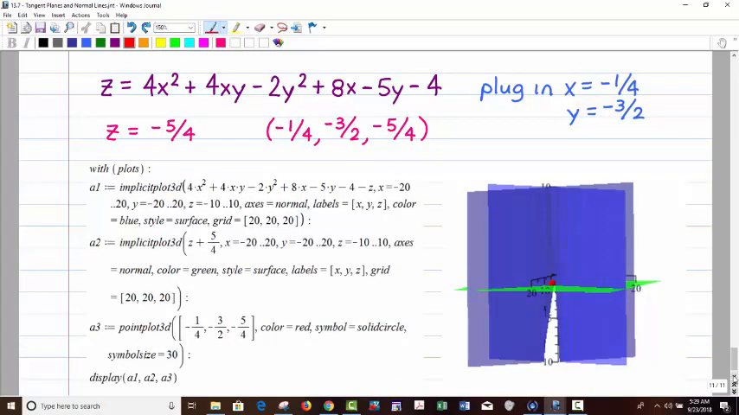Hard to tell there, but there it is. And the equation of it is going to be z equals negative 5/4. It's kind of hard to tell from this picture, but you can see where the dot is. It's underneath that curve, and then the tangent is going to be perfectly flat right there.